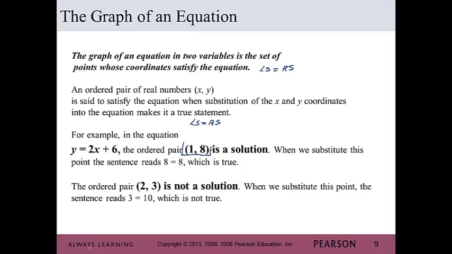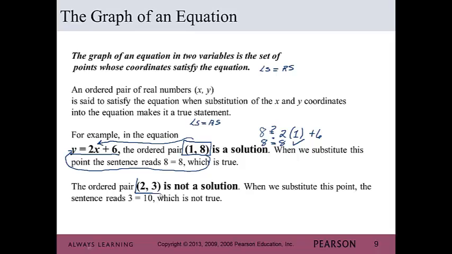So here they have the ordered pair 1, 8, and they have the equation y equals 2x plus 6. It tells us it's a solution, but how would we do that? We would substitute the x coordinate in for x, and we'll substitute the y coordinate in for y. So we will have 8. Does that equal 2 times 1 plus 6? So we have 8 on the left side, and on the right side we have 8. So we get 8 equals 8. Therefore, this is a solution.